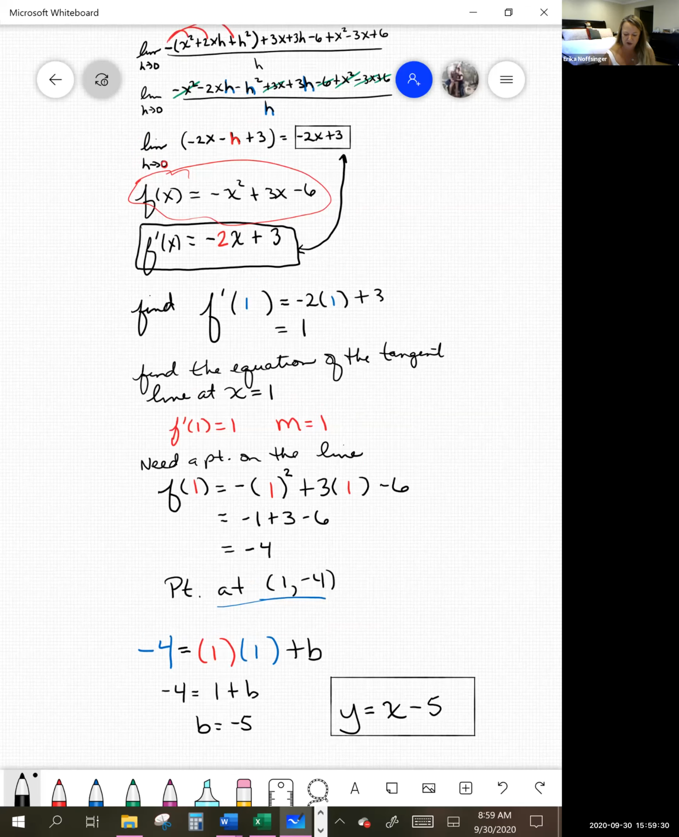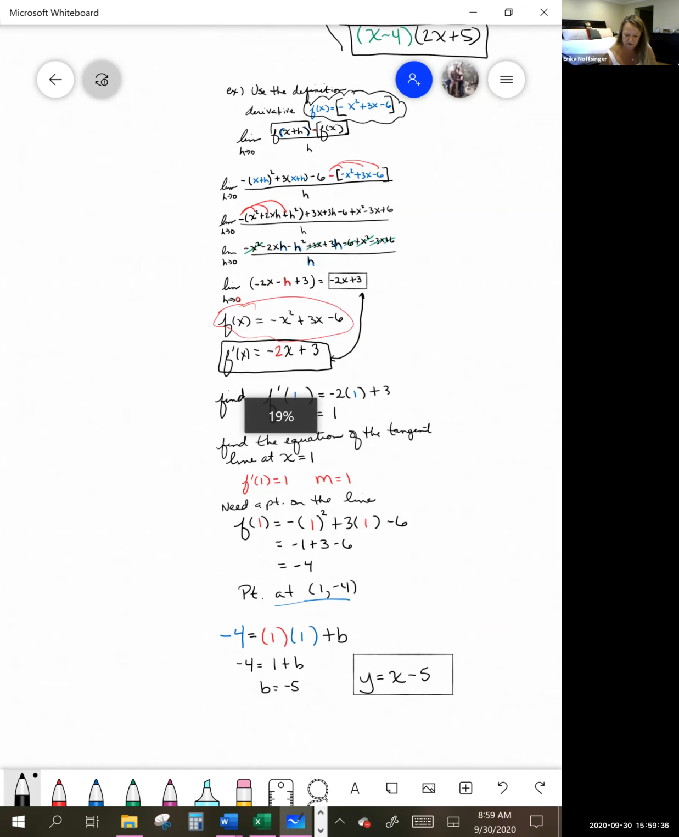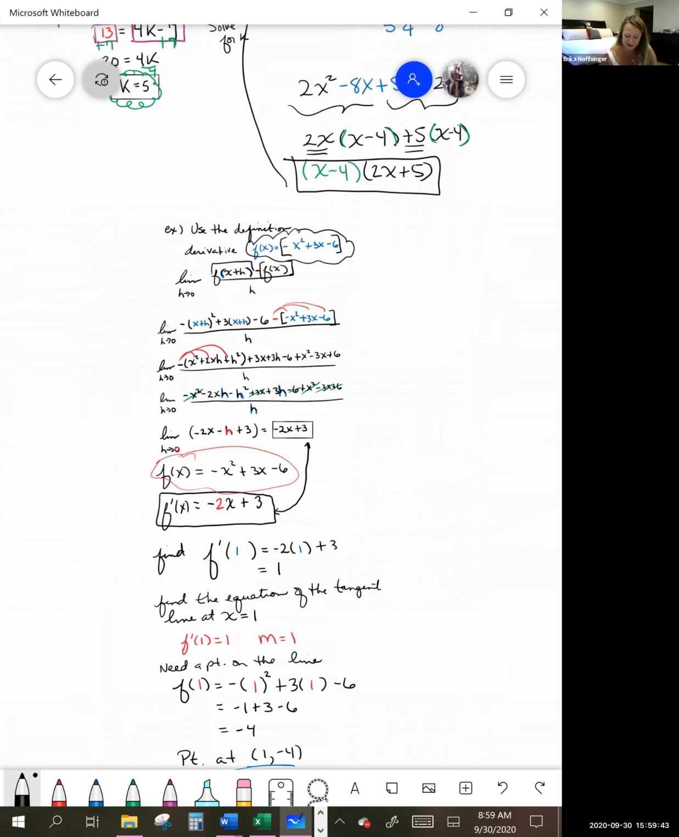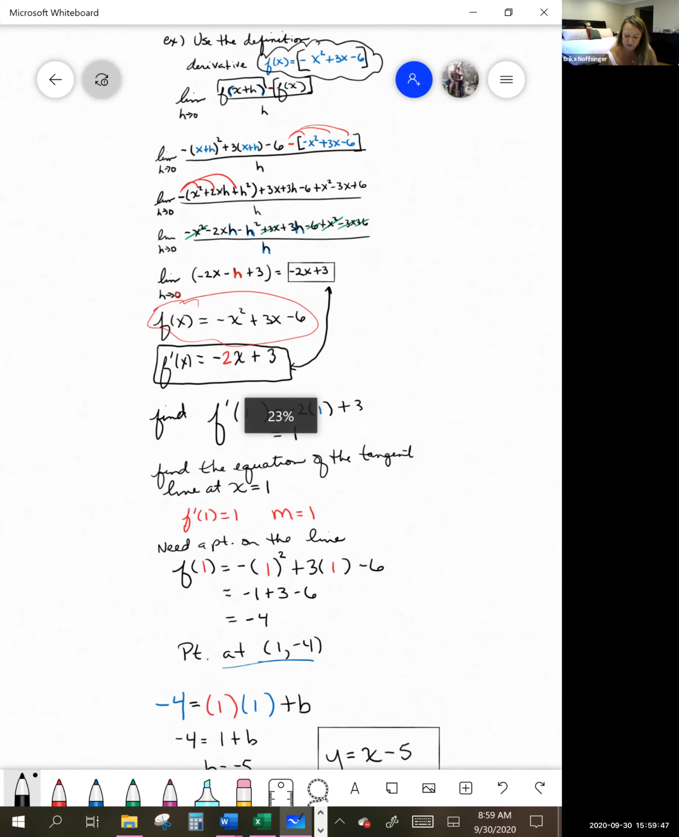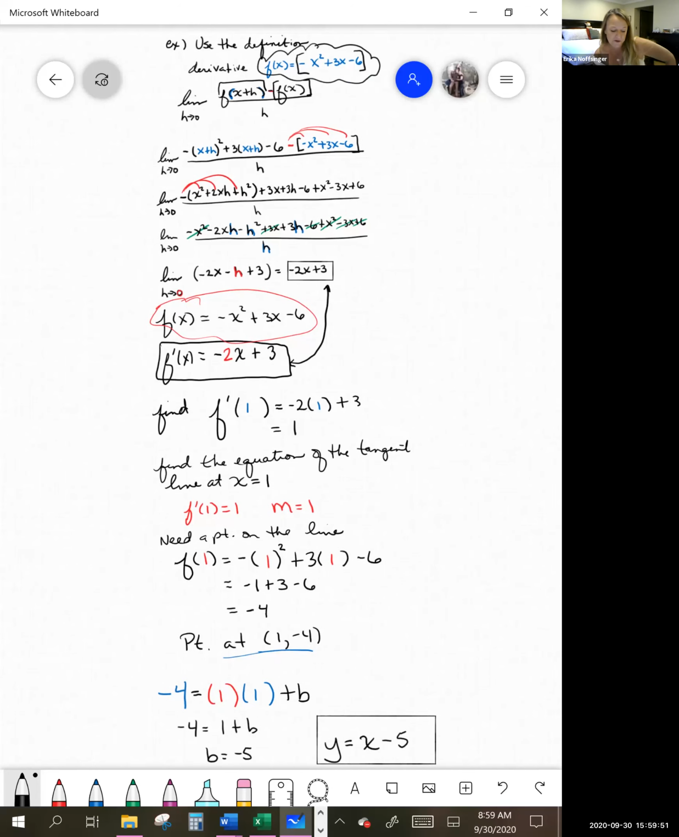Okay, so I was just throwing a couple different things into one problem. You should be able to do the formal definition. Sorry, I'm trying to get it all on one screen so you can see it. You should be able to use the formal definition to find the derivative. You should be able to find the derivative at a particular value using the formal definition. You should be able to find the equation of a tangent line at a particular value.